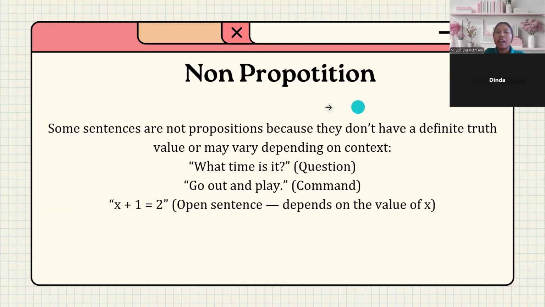We also have non-propositions. Some sentences are not propositions because they don't have a definite truth value or may vary depending on context. For example, what time is it? This is a question. Go out and play. This is a command. And x plus 1 is equal to 2. This is an open sentence. Okay.